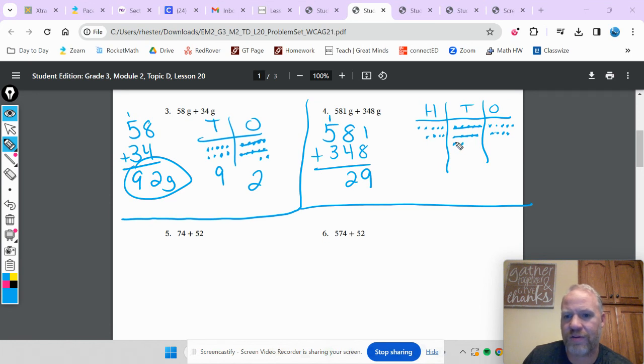So I had 12 tens. 12 tens, 10 tens makes 100. What's left over from 10 tens? 2 tens, because there were 12. So 5, 6, and then 9. 929 grams. Check your work.